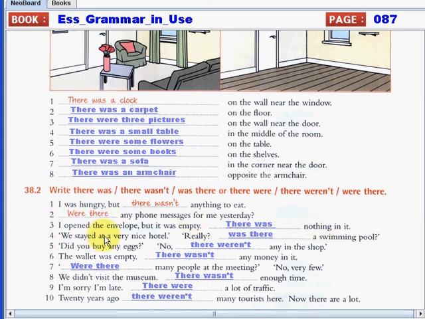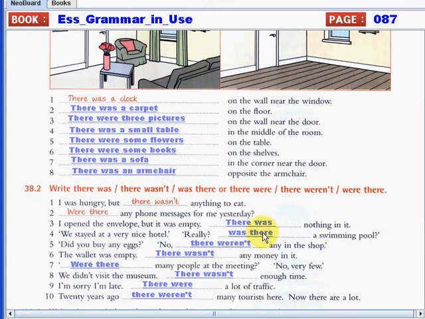We stayed at a very nice hotel. Really? Blank a swimming pool. So we are asking, and only one swimming pool, so we will use was there. Okay, let's go now on number 5.